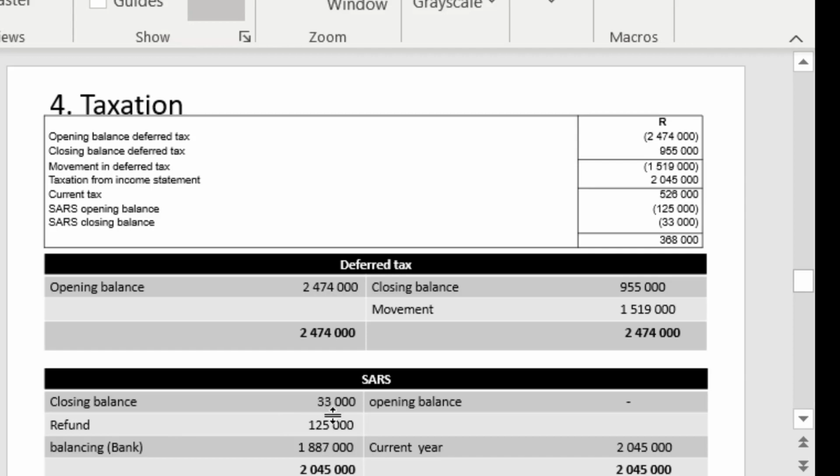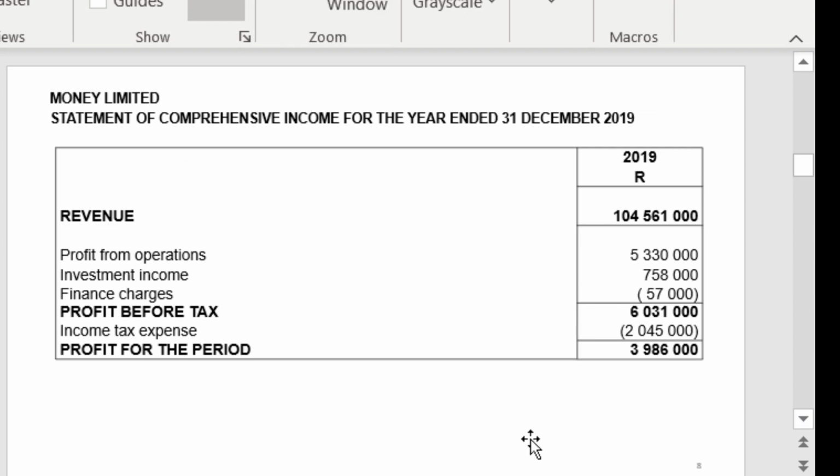Closing balance given at 33,000, and we need to determine the income tax for the year, which is 2,045,000. This is provided on the statement of comprehensive income. Here is the income tax amount. It needs to be credited on the SARS account in order for us to determine taxation.